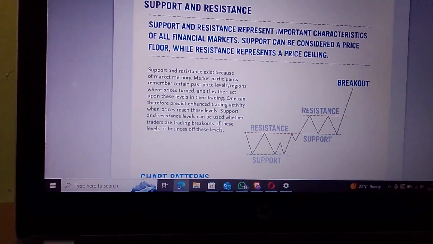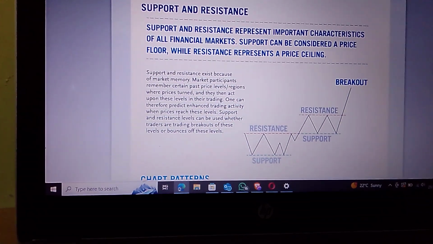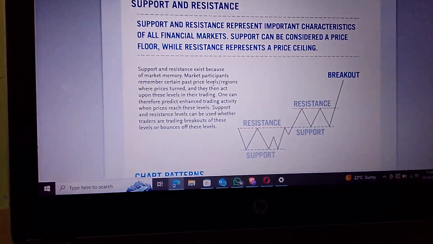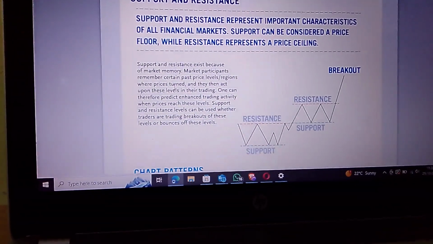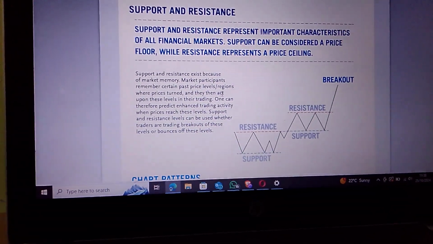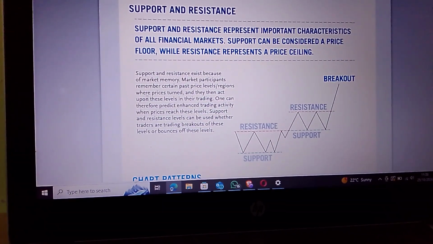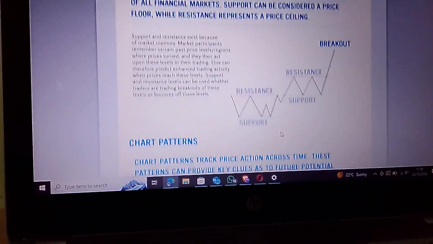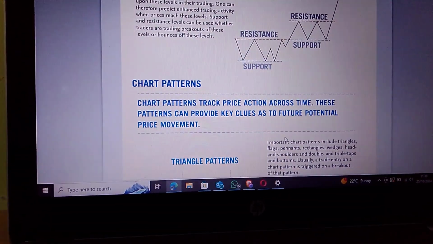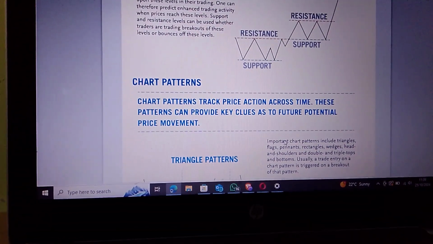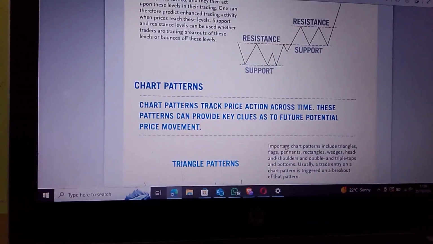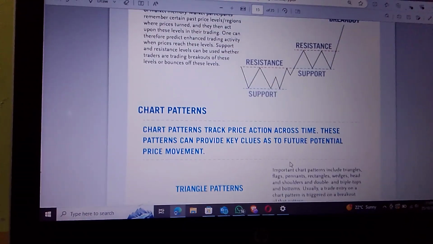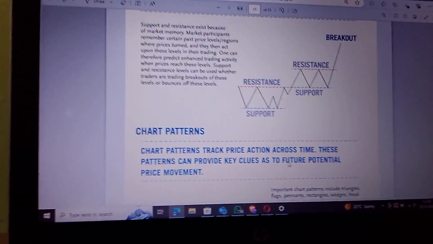Support and resistance exist because of market memory. Market participants remember certain past price levels or regions where prices stand, and they then act upon these levels in their trading. One can therefore predict enhanced trading activity when prices reach these levels. Support and resistance levels can be used whether traders are trading breakouts of these levels or bounces.